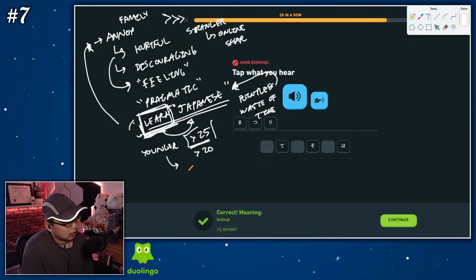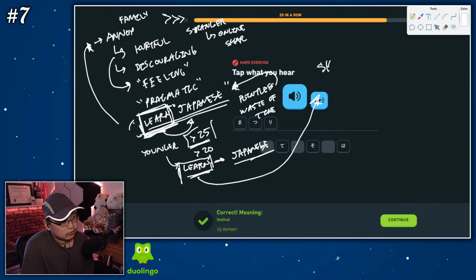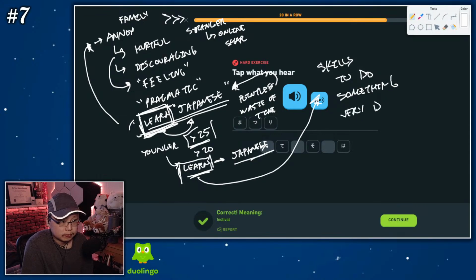You can demonstrate that if you learn something, and learning Japanese, you're 17, okay? If you learn Japanese, if you tell your folks, when you learn a language, it is very difficult. It is a discipline that can last for a lifetime. When you learn something, you are developing the skills to do something very difficult. How does that serve anything?